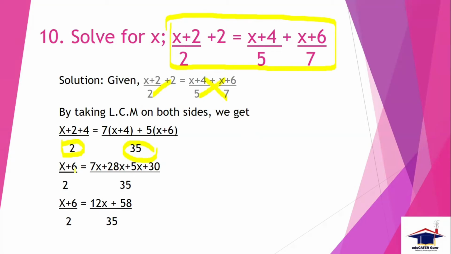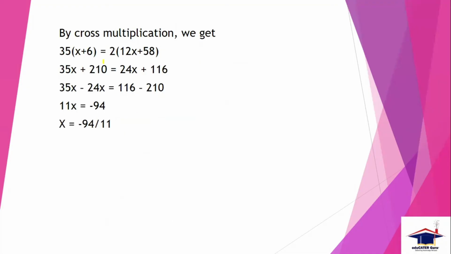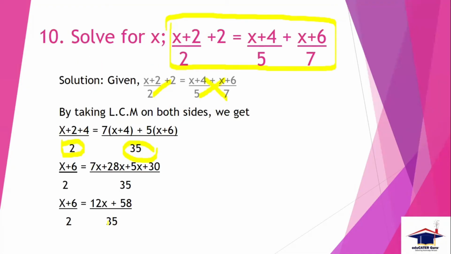So you'll get (x plus 2 plus 2 is 6) divided by 2, (7x plus 28 plus 5x plus 30) by 35. So solving, adding 7x plus 5x is 12x, 28 plus 30 is 58. So you will get (x plus 6) by 2 is equal to (12x plus 58) by 35. Solving further, you will get by cross multiplying. Here you can see 35 into (x plus 6) and 2 into (12x plus 58). You have to do the cross multiplication to convert the fraction into a normal equation.